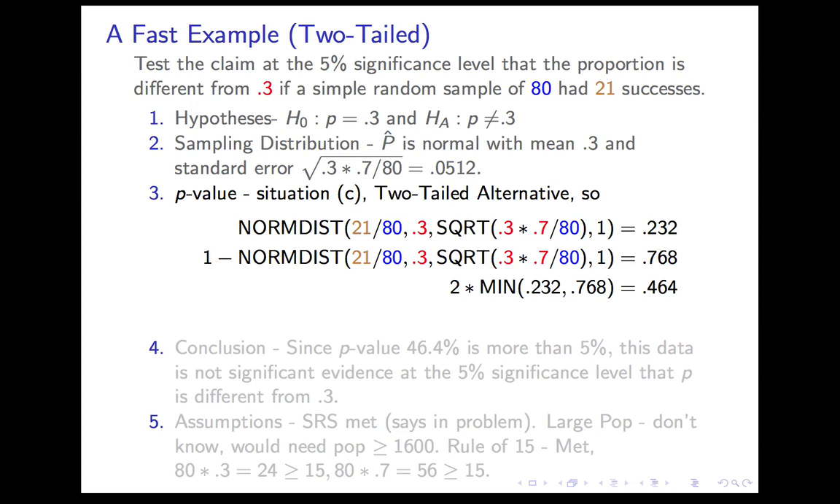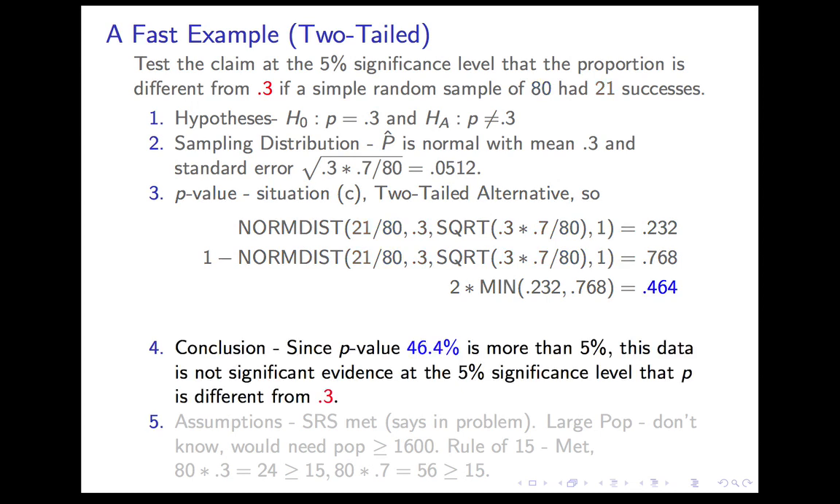When you write out all three numbers, you always see a little number, 1 minus it, which is a big number, and twice the little number, which is the two-tailed alternative, in some order. Our p-value is 0.464, or 46.4%. It's more than the significance level, which was 5%. I think 5%, not 0.3, was supposed to be highlighted there, sorry. So this is not significant evidence. Here we don't know exactly what the population proportion is, so all we can say is this data is not significant evidence at the 5% significance level that P is different from 0.3.